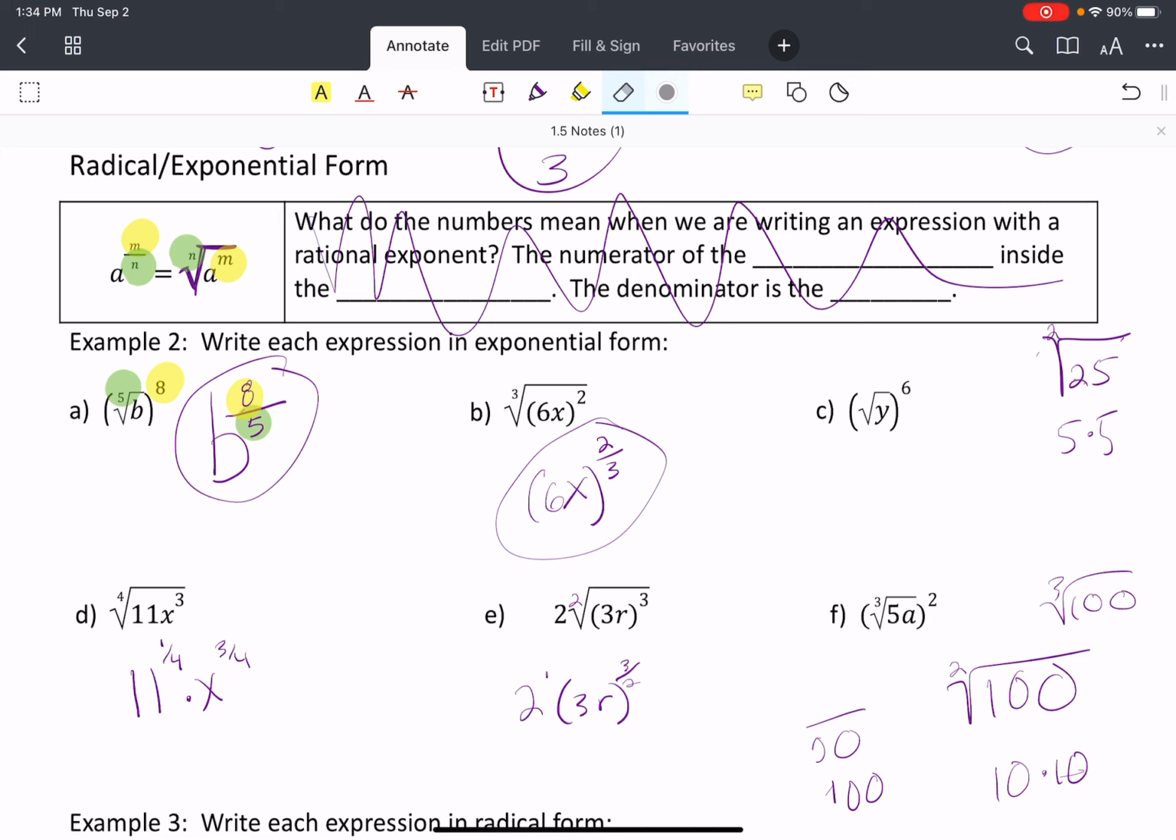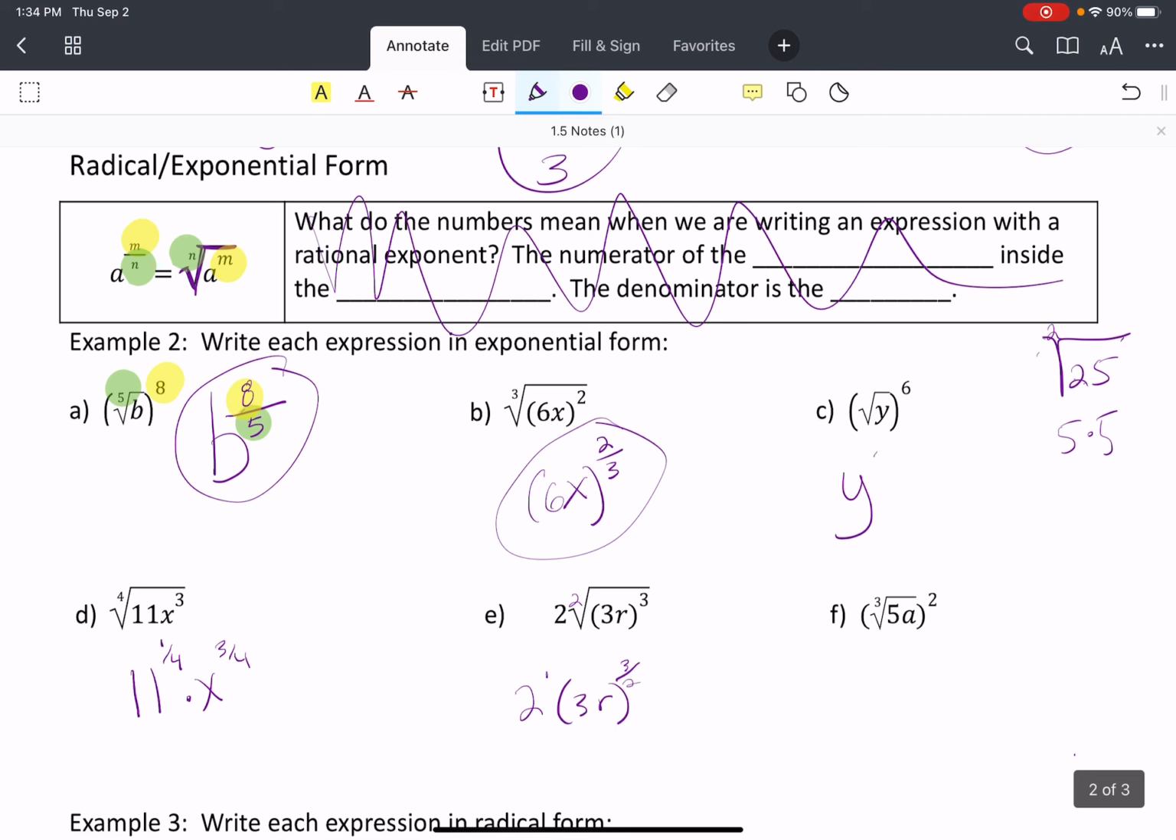So let's go back to C now. Okay, I don't need any parentheses because there's only one base, the y. The exponent is the numerator, so 6. And then over the invisible radical number, 2. But this one is different than the others because I have to do something now. You have to divide the 6 by 2. Yeah, that fraction reduces. So y cubed, because 6 over 2 is 3.